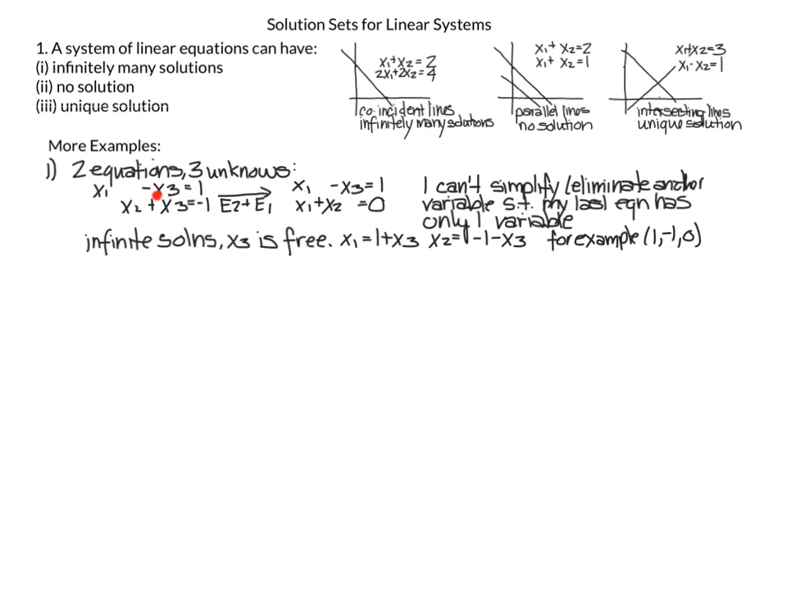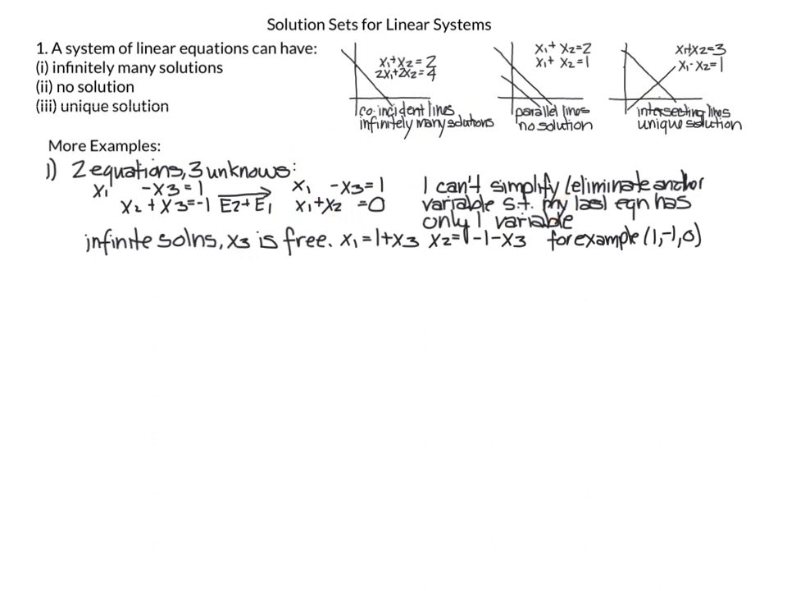Now if I try to eliminate one more variable, for example, if I replace E2, the second equation, with E2 plus E1, so I'm trying to eliminate this x3 variable, you see when I add these two, I'll get x1 plus x2. I eliminate the x3 and then I get 0. But I still have two variables. So there's just no way I can eliminate so that I have only one variable in one of the equations. So I cannot simplify this any further.